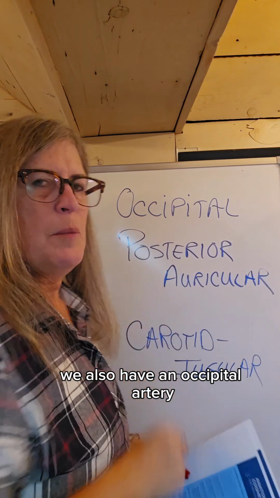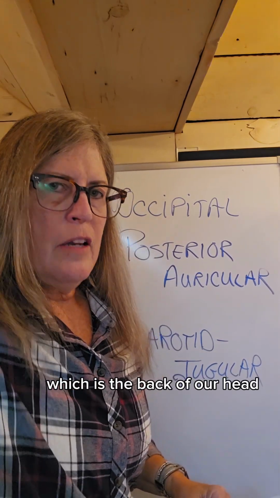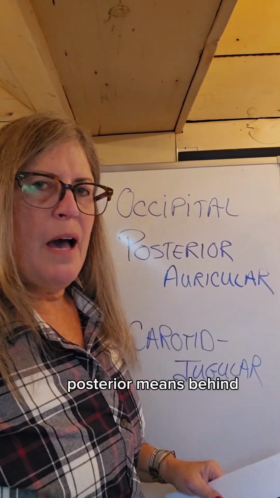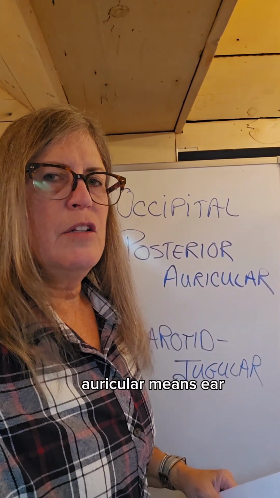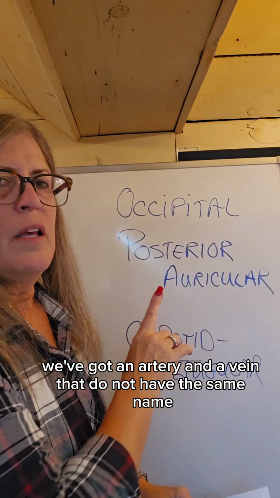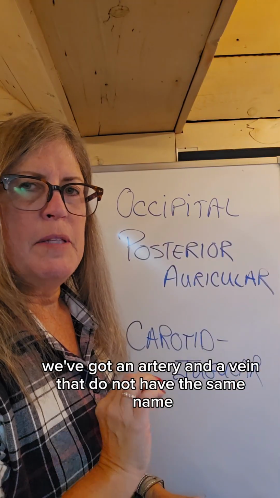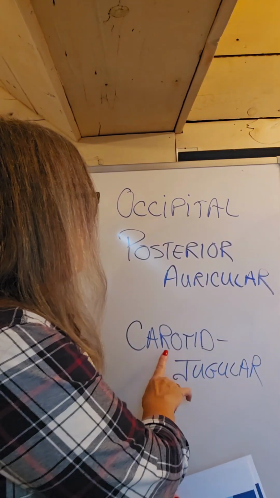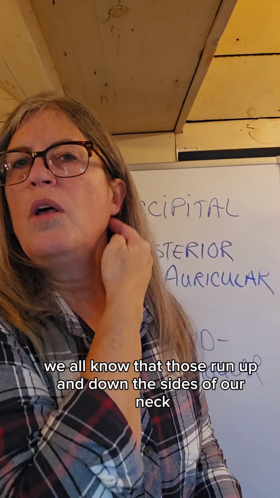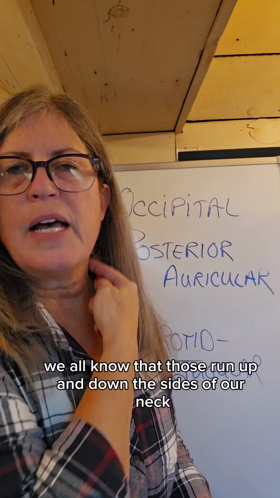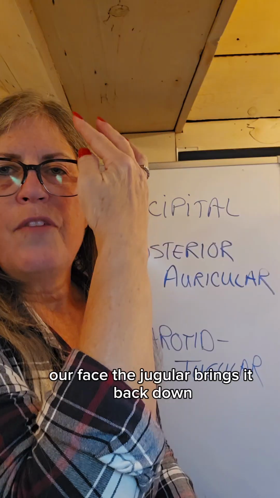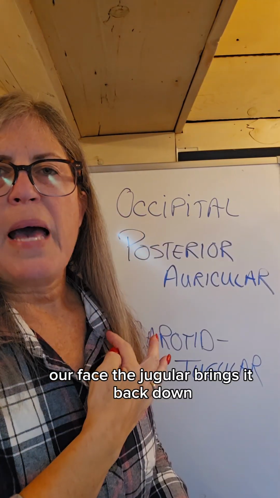We also have an occipital artery, which is the back of our head and our nape area. Posterior auricular, remember posterior means behind. Auricular means ears, behind the ear. Now let's get to the exception. We've got an artery and a vein that do not have the same name. This is the only time this happens in the body. We've got the carotid artery and the jugular vein. Of course, we all know that those run up and down the sides of our neck. So the carotid artery takes the good blood up to our brain, our face. The jugular brings it back down.